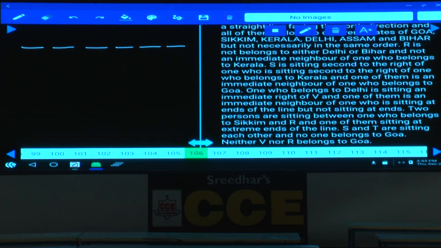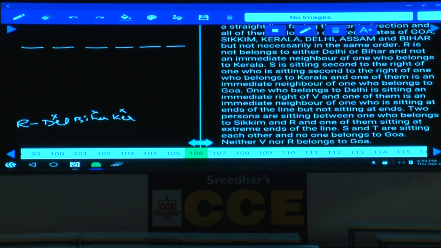And R does not belong to either Delhi or Bihar. And the next one, R is not an immediate neighbor of the person who belongs to Kolkata.